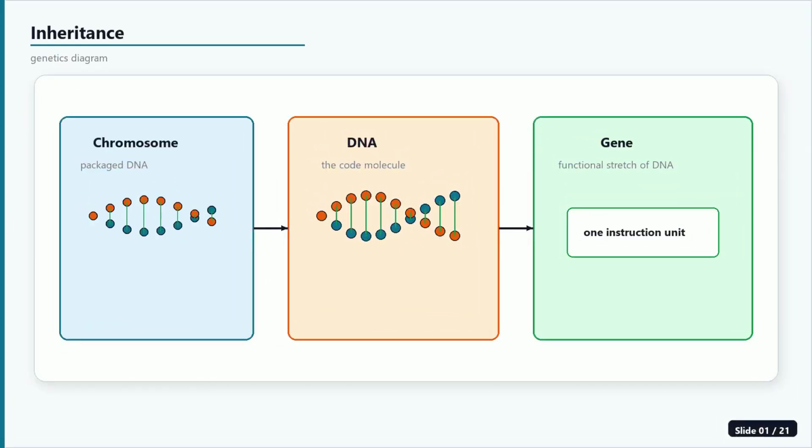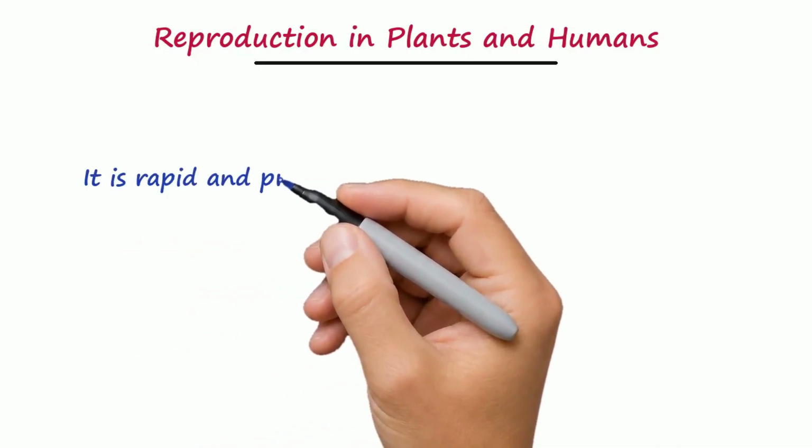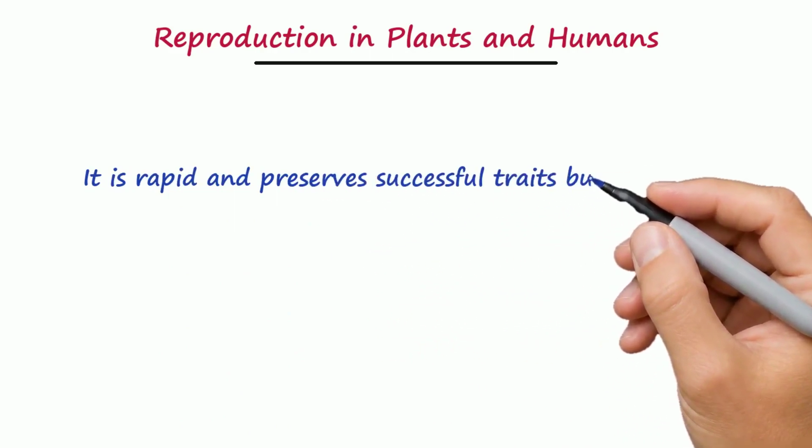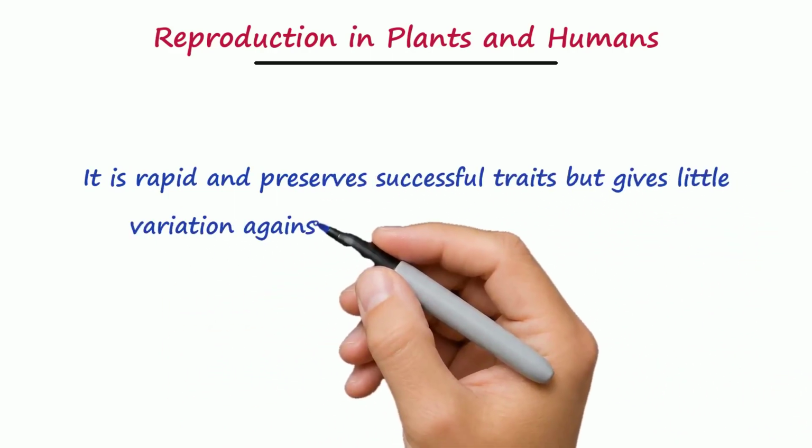DNA holds the code, genes are functional stretches of that code, and chromosomes package it for cell division. Keep that nesting clear. It is rapid and preserves successful traits but gives little variation against environmental change.